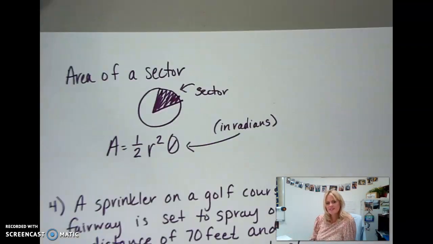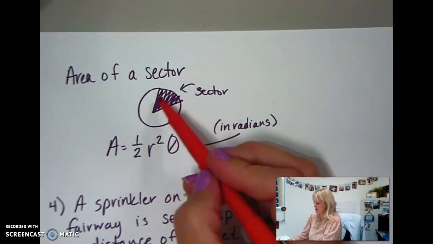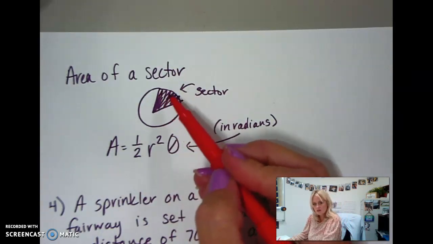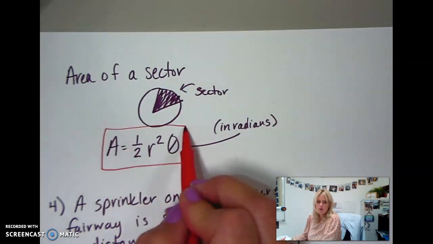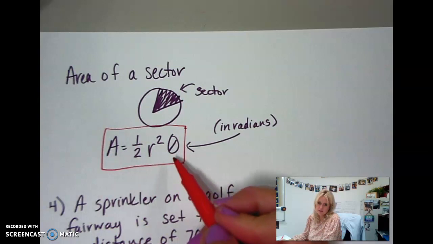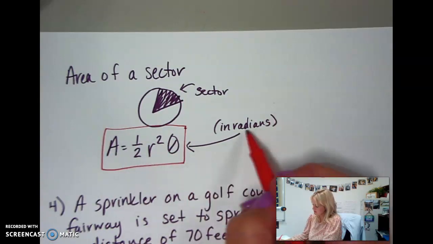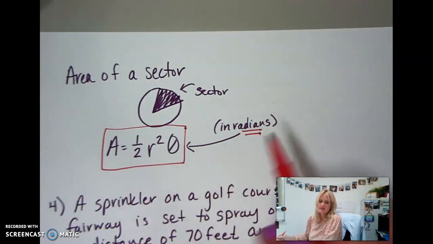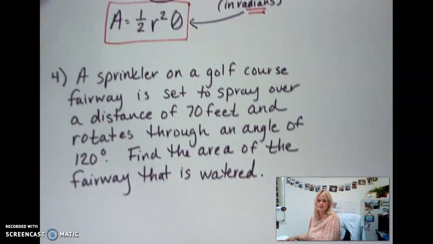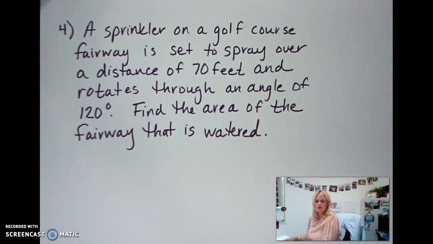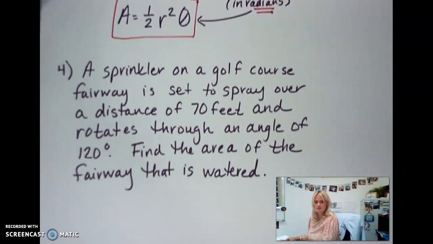Okay, the next formula that we're going to talk about is the area of a sector. A sector is kind of like a piece of a pie. So all of this is the area. This is the formula for the area of a sector: 1/2 radius squared times theta. Again, theta has to be in radians. And that's the problem that I see most kids get wrong, is they keep it in degrees and not in radians. So this is an example of how we're going to use this formula.